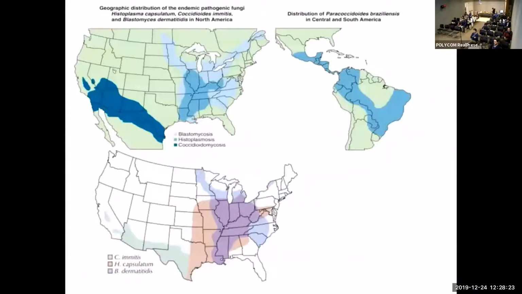In the US, as I told you, blastomyces and histoplasma are in the Ohio and Mississippi River area. Cocci is the southwestern and western US. And Paracocci is all Latin America, but mainly in the tropical and subtropical areas.